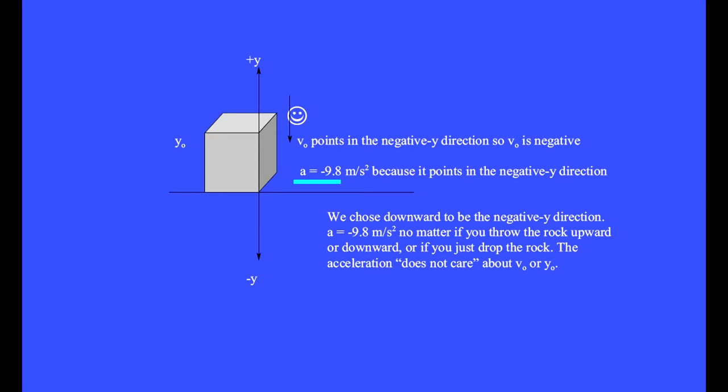The acceleration is minus 9.8 meters per second squared. It is negative because it points in the negative y direction. The acceleration is minus 9.8 meters per second squared, no matter if you throw the rock upward or downward, or if you just drop the rock. The acceleration does not care about the initial velocity v0 or the initial location y0.